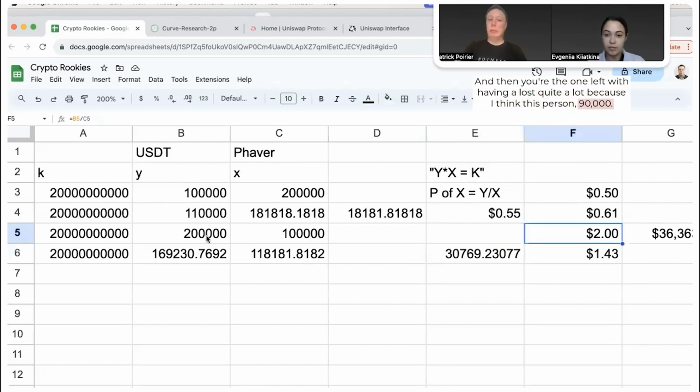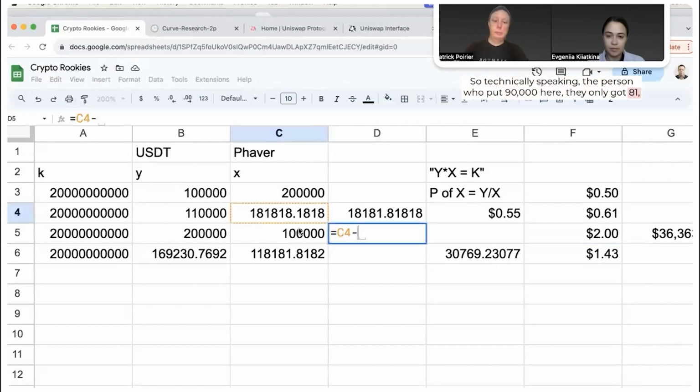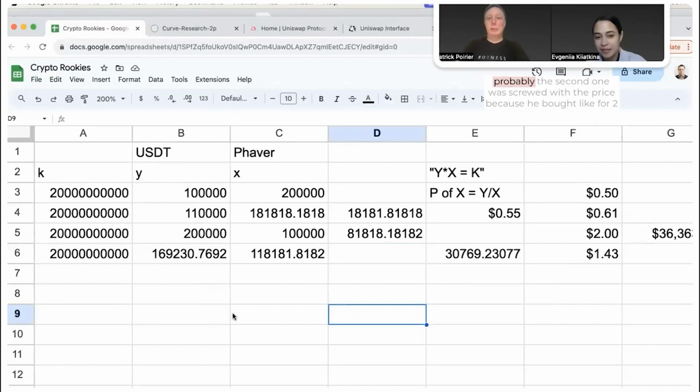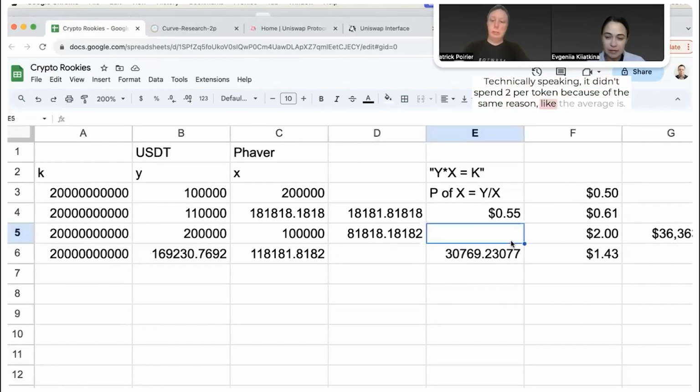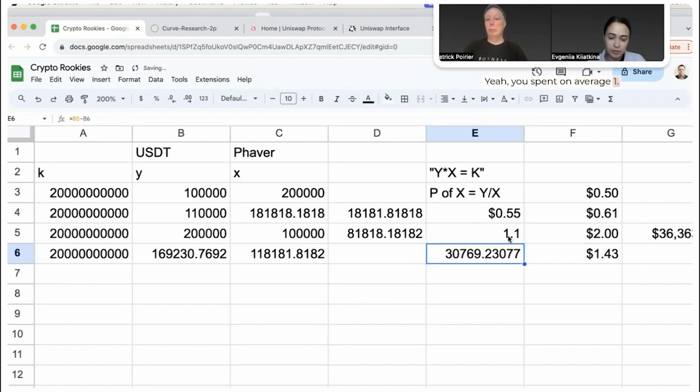Because I think for this person, now the price is $2, but it shrunk back quite a lot. It was $10,000 that they bought, but this amount of token was a lot. So technically speaking, the person who put $90,000 here only got 81,000 tokens. So it's much more costly for them to buy this token compared to the first buyer. Probably the second one was screwed with the price because he bought at around two. Technically speaking, he didn't spend $2 per token for the same reason. The average was $90,000 divided by this amount of token. Yeah, he spent on average $1.1 per token.